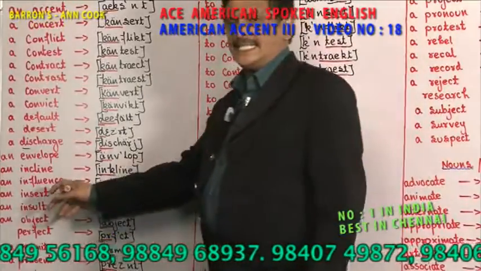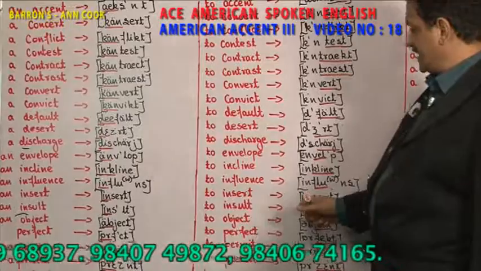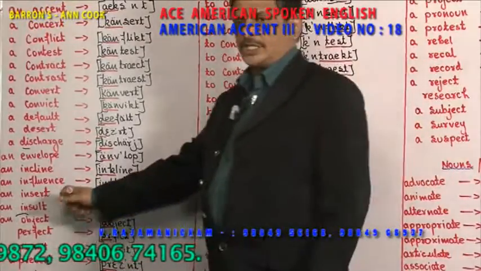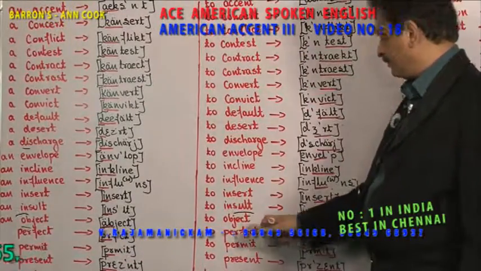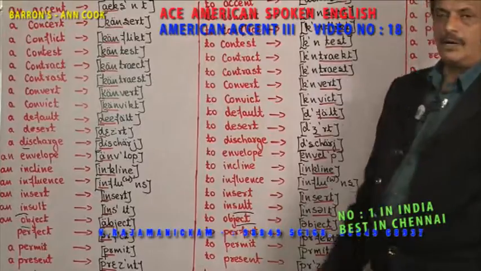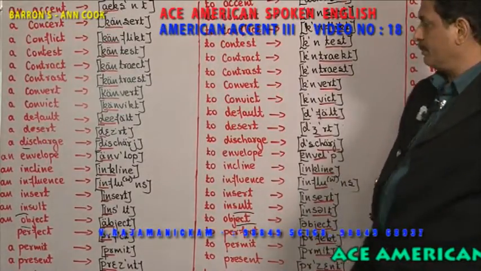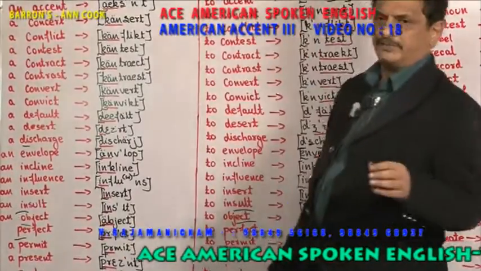An insult, it is an insult, you are stressing on in. To insult, you are insulting somebody. Insult is stressed. An object, a thing. Ob is stressed, an object. To object. Object means a thing. To object means you are going against somebody's talk. To object to somebody's talk.